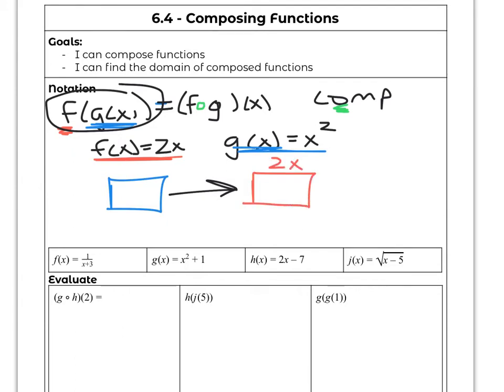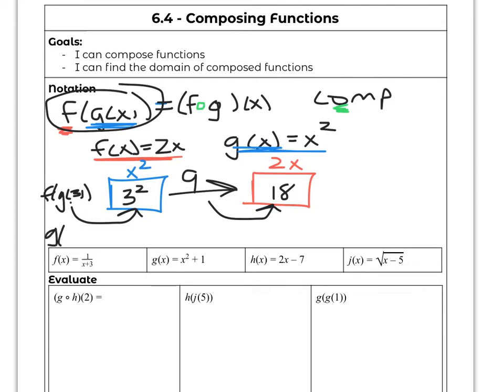So I can put in whatever number I want to do this. So if I want to find f of g of 3, I'm going to first plug in 3 to g of x. So I'm going to take 3 and square it, which gives me 9. And then I'm going to plug that 9 into f of x. So I'm going to double it. And I get different answers if I change the order. So that was finding f of g of 3.